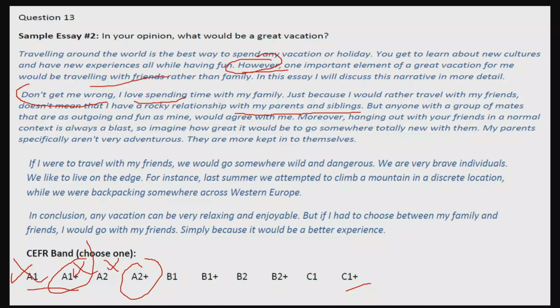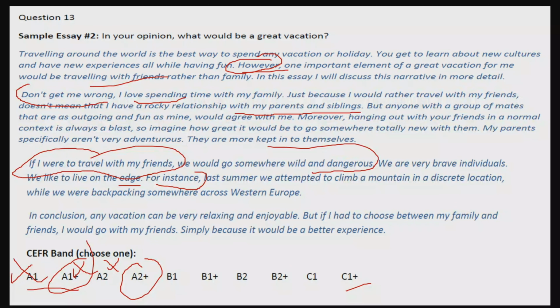If you have a look at the essay further, "If I were to travel with my friends," this person is using conditionals. "We would go somewhere wild and dangerous." Look at the usage of vocabulary. "We are very brave individuals, and we like to live on the edge." Look at the usage of vocabulary and then usage of connectives.